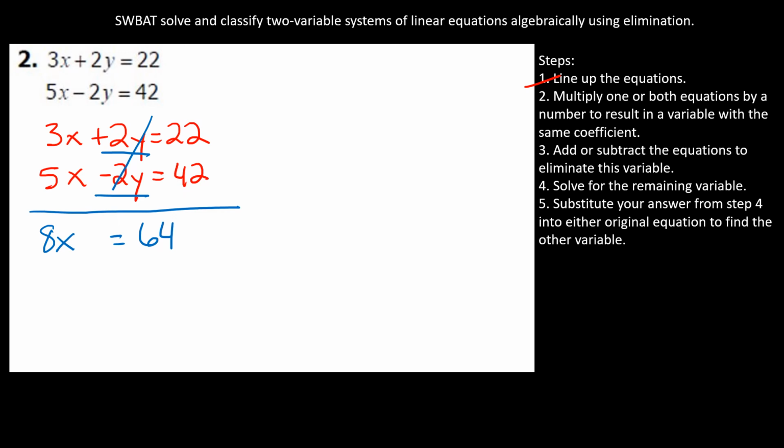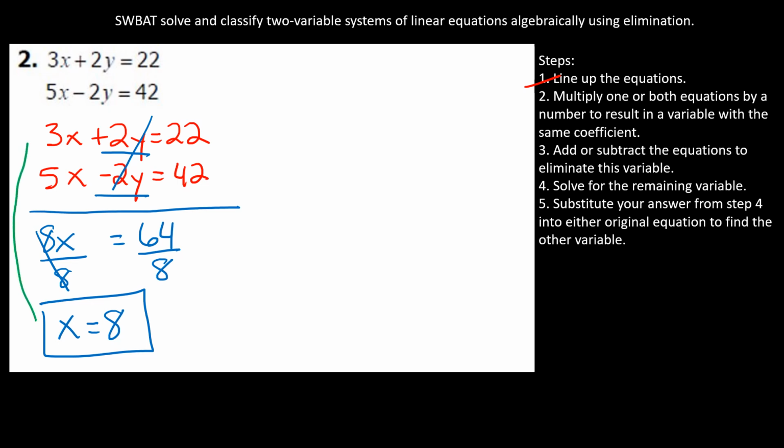So then if we want to isolate for x, we're going to divide both sides by 8. So I get x equals 8. Well, if we want to get what y is, we take this guy, we plug him into one of the original equations. I'm actually going to put him into that first one. Those numbers look a little smaller, a little easier to work with, right?